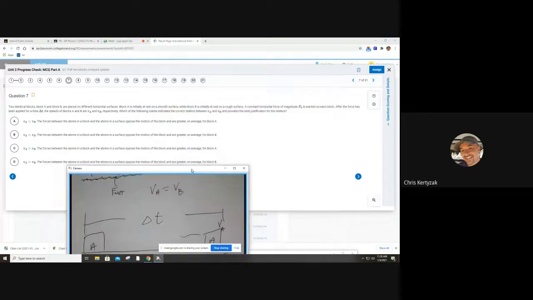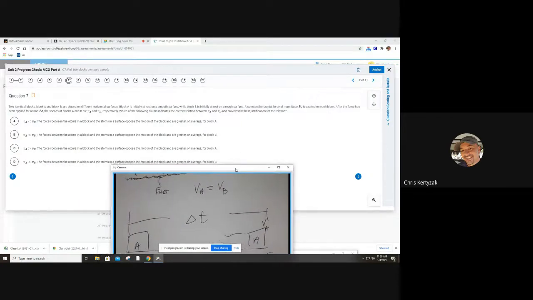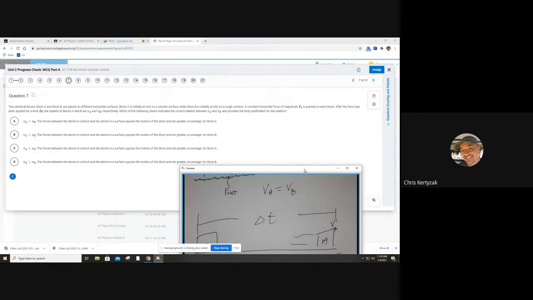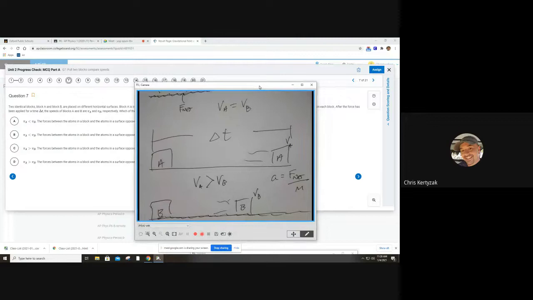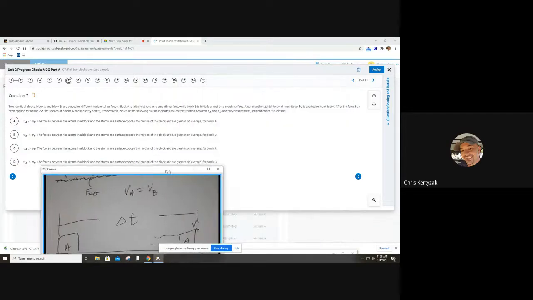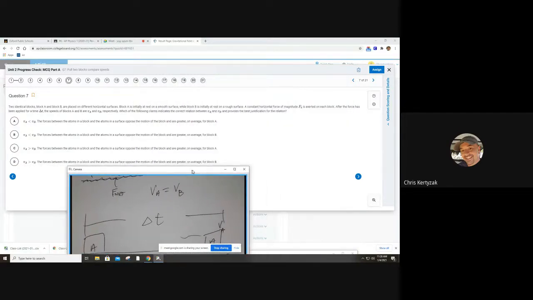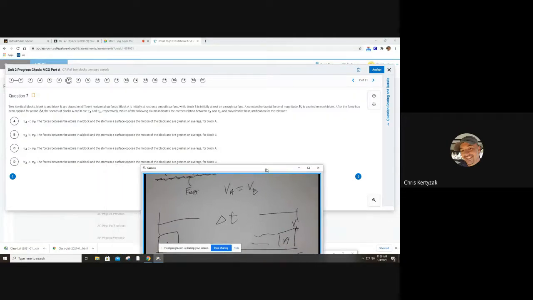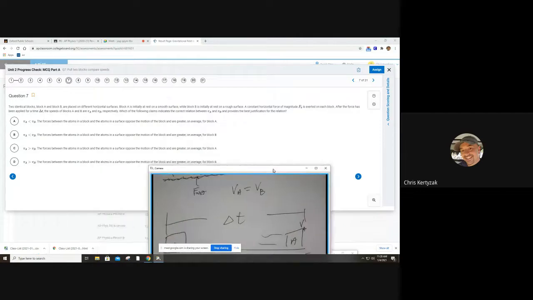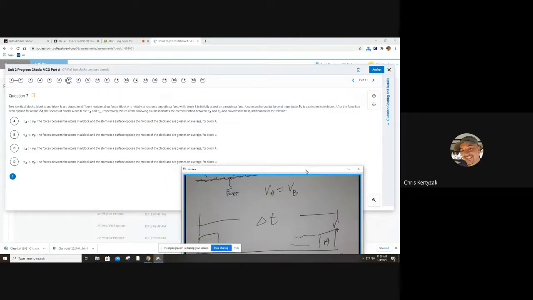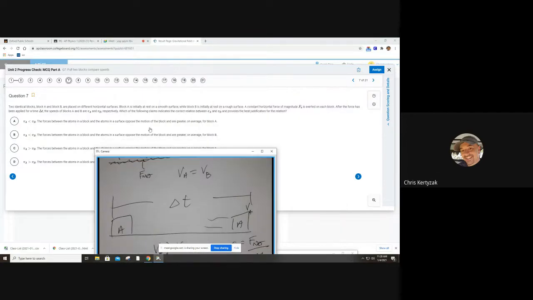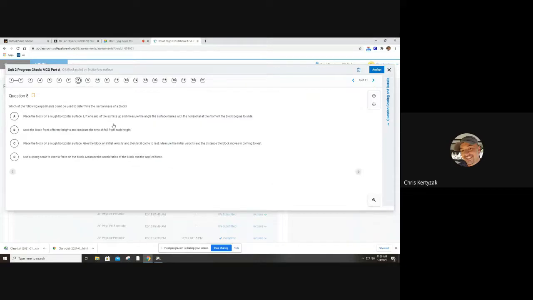The forces between the atoms in the block and the atoms in the surface oppose the motion of the block and are greater for block B. Yeah, that's friction. They're describing friction from an atomic scale, that the atoms between them cause a sliding frictional effect that opposes the motion of block B. And that effect of friction is a greater effect for block B. And that's why we can conclude VA is greater than VB. Correct, so D. D should be the answer. Number 8.